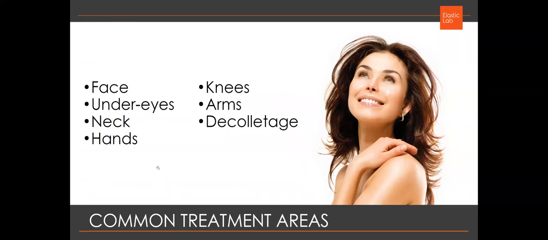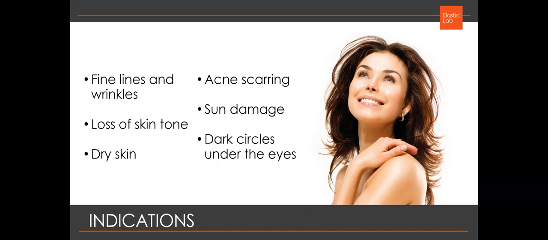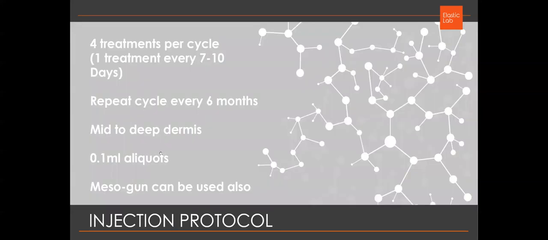So what are the common treatment areas? The common treatment areas would be the face, neck, hands, and under the eyes. Areas outside of the face and neck would include places such as the knees, the arms, and the décolletage. What are the indications? Fine lines and wrinkles, loss of skin tone or elasticity, dry, dehydrated skin, acne scarring, sun damage, sunspots, age spots, and dark circles under the eyes.